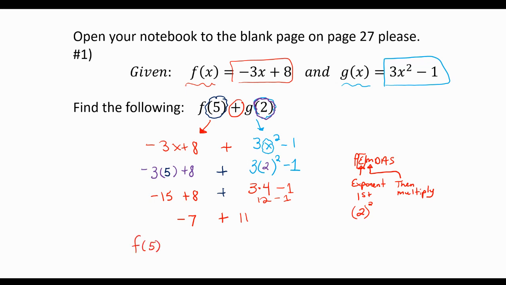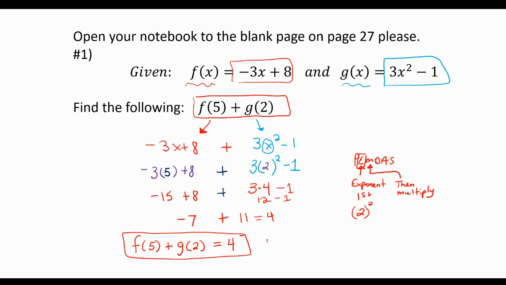F of 5, and I'm just rewriting what they asked us to find up here. So I'm writing this part down because that's the proper way to answer. F of 5 plus the function g at 2 is equal to, and 11 minus 7 is 4. So it's equal to 4. And that would be your final answer.